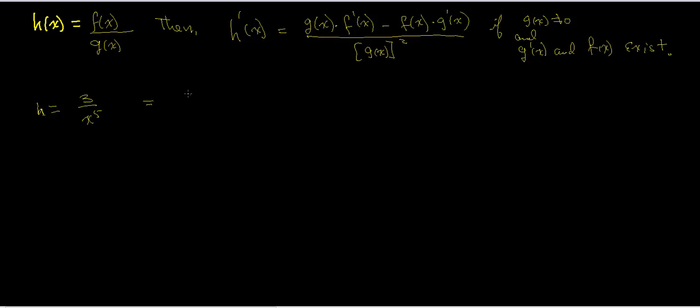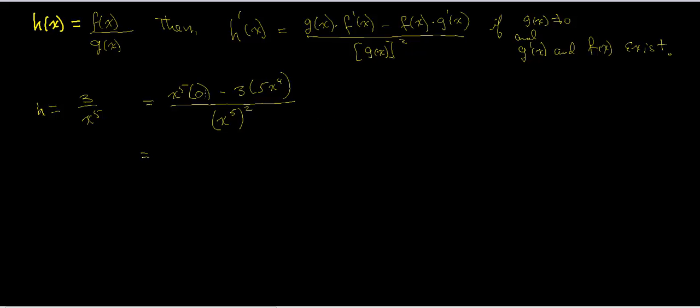So we multiply the lower function, which is x to the 5th, by the derivative of 3, or the upper function, which is 0, and subtract the upper function, which is 3, times the derivative of the bottom function, which is, in this case, 5x to the 4th. And then we divide everything by the denominator, or the lower function, squared. So if I take x to the 5th and square it, I'm going to write x to the 5th and then square it, and then we'll simplify it.